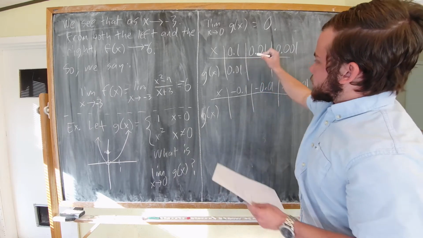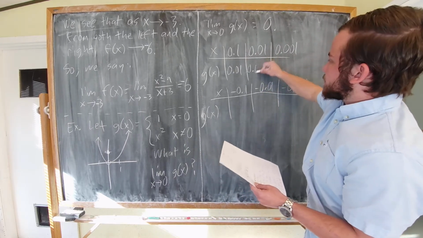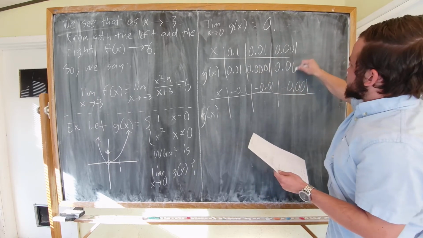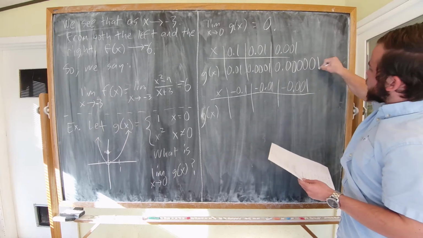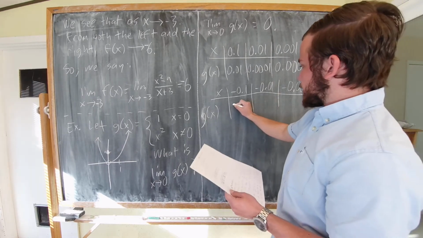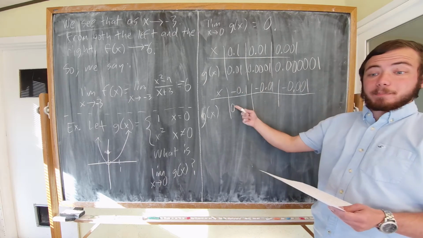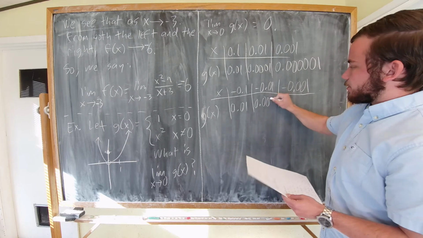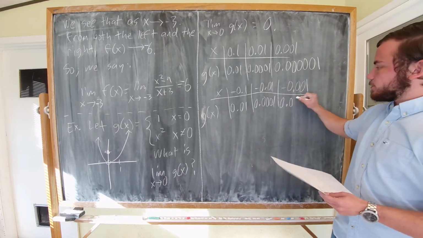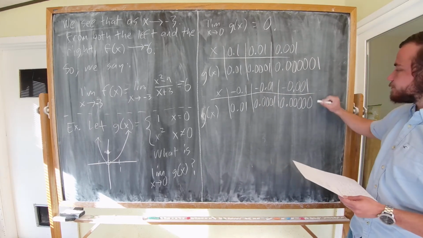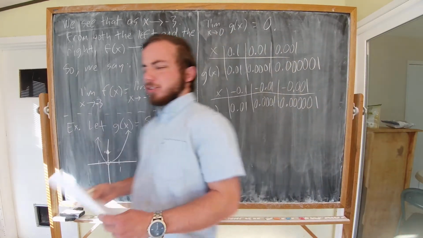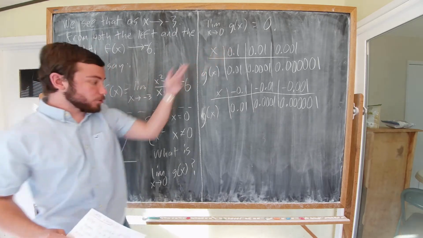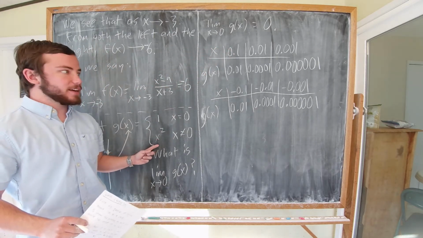Start plugging those in, you get the following. 0.1, 0.01, 0.001, 0.0001, 0.00001, and then here, you'd also get positive 0.01, 0.0001, and so on. Again, those are just from plugging in to our definition of the function. None of these are equal to 0, so they all fall into that x squared category.